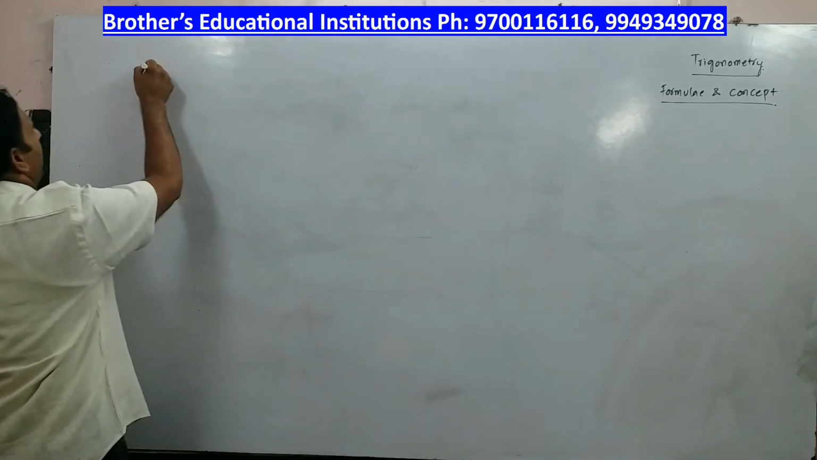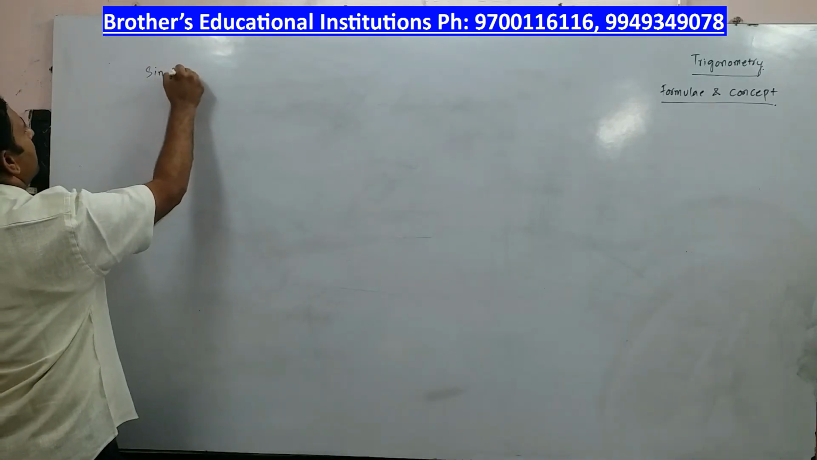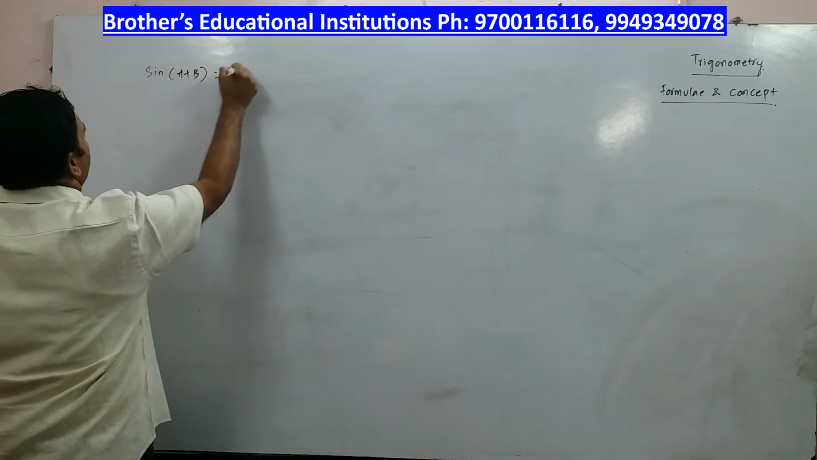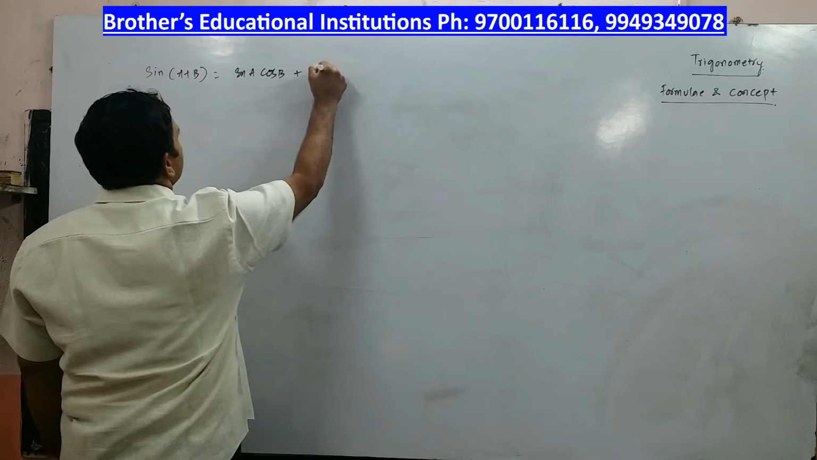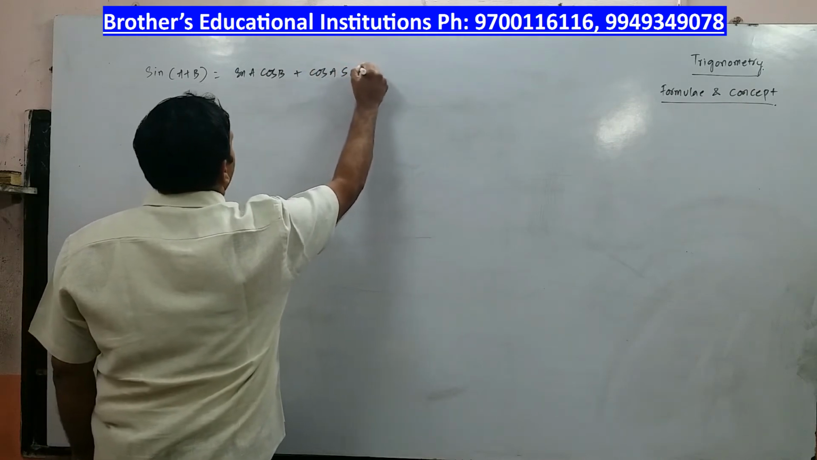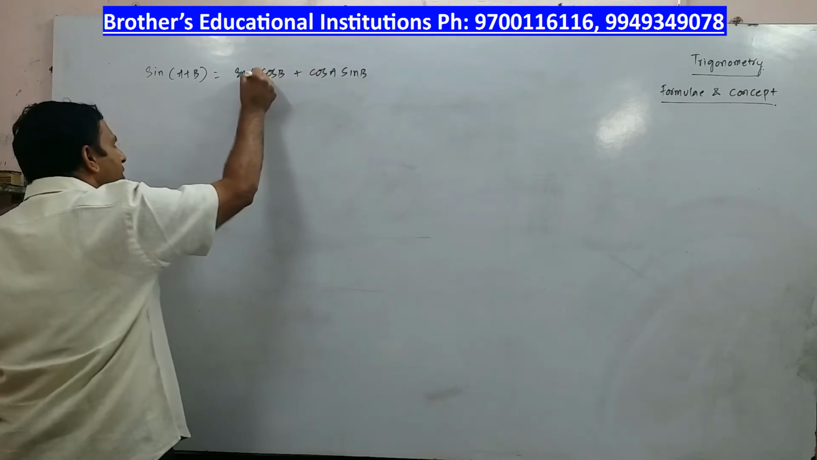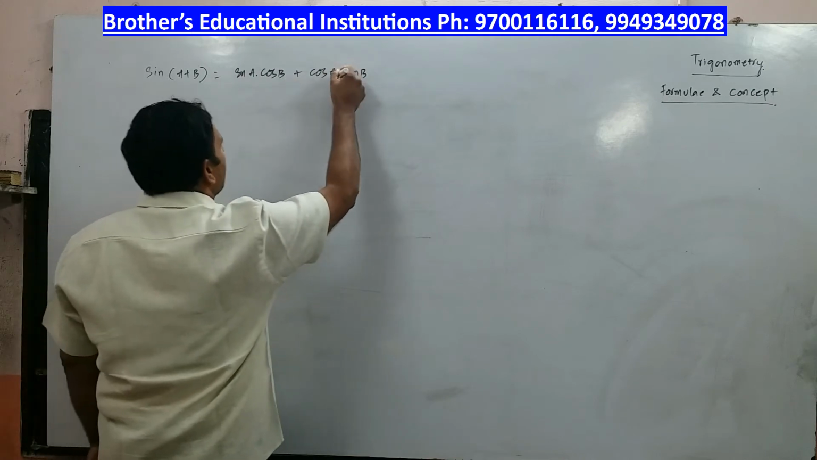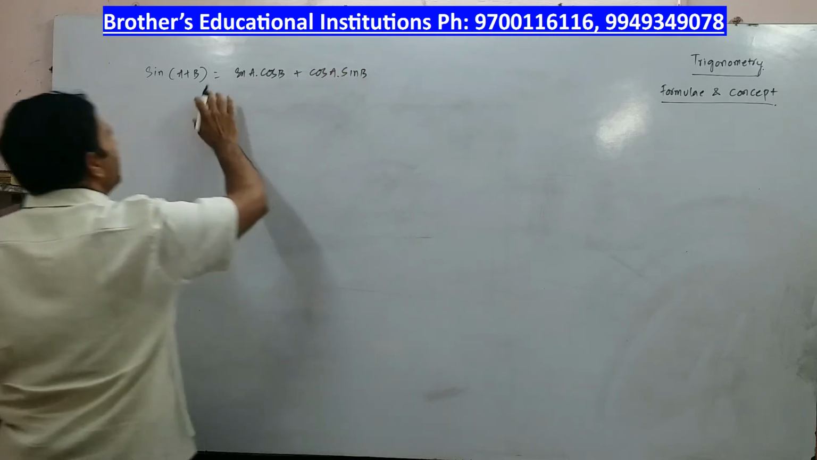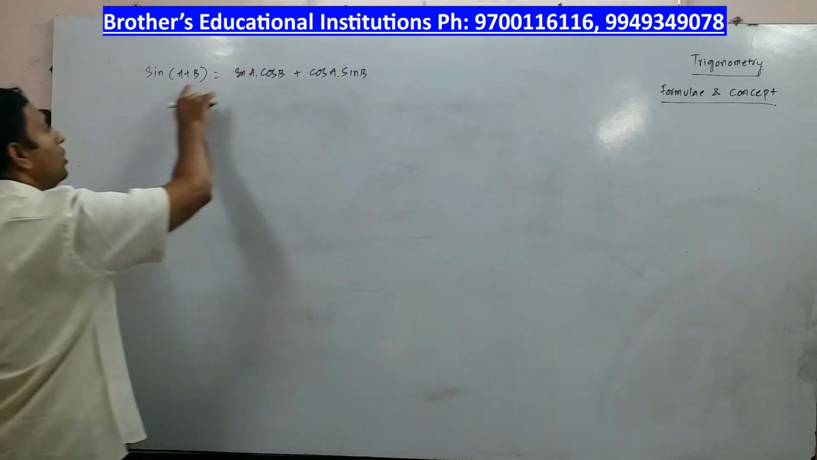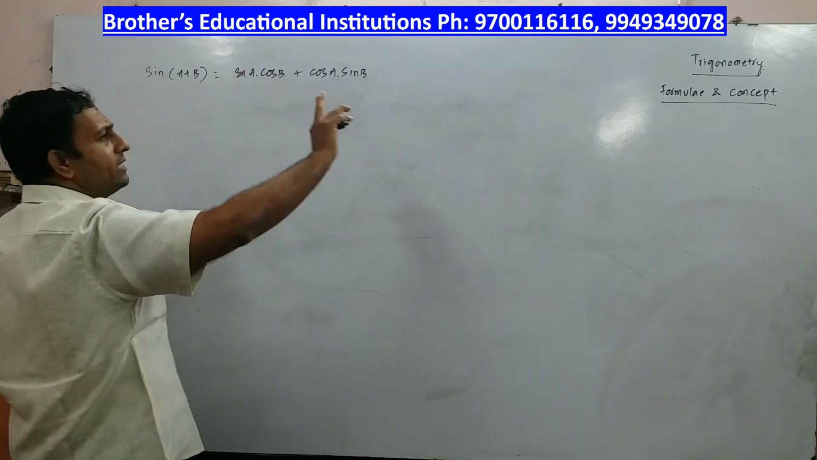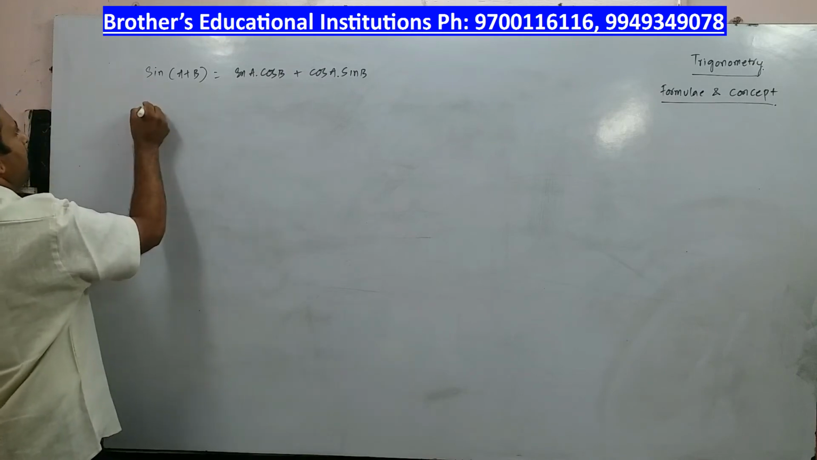Right? Now in that you have the first formula, sin of A plus B. Sin of A plus B is equal to sin A cos B plus cos A sin B. Right? It is actually sin A into cos B plus cos A into sin B, right? But we read it as sin of A plus B is equal to sin A cos B plus cos A sin B. Don't read as sin A plus B. You should read as sin of A plus B because brackets is there.